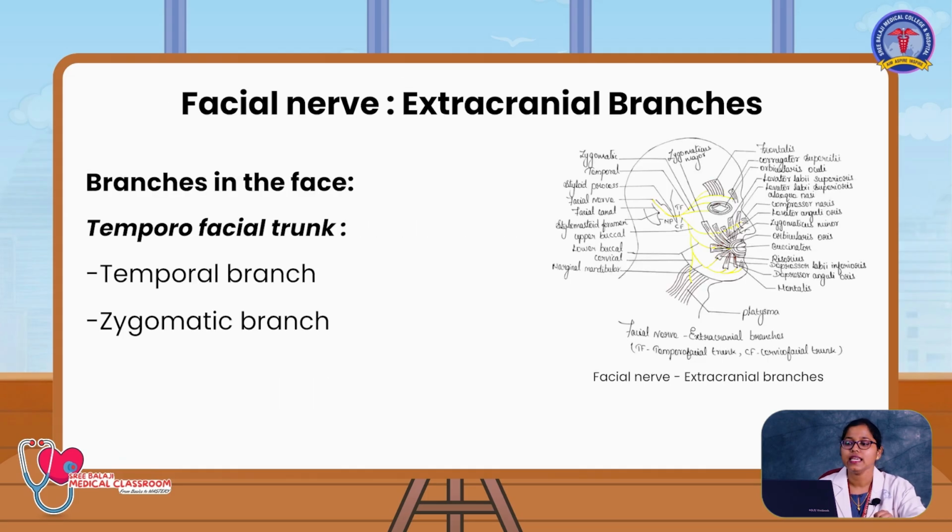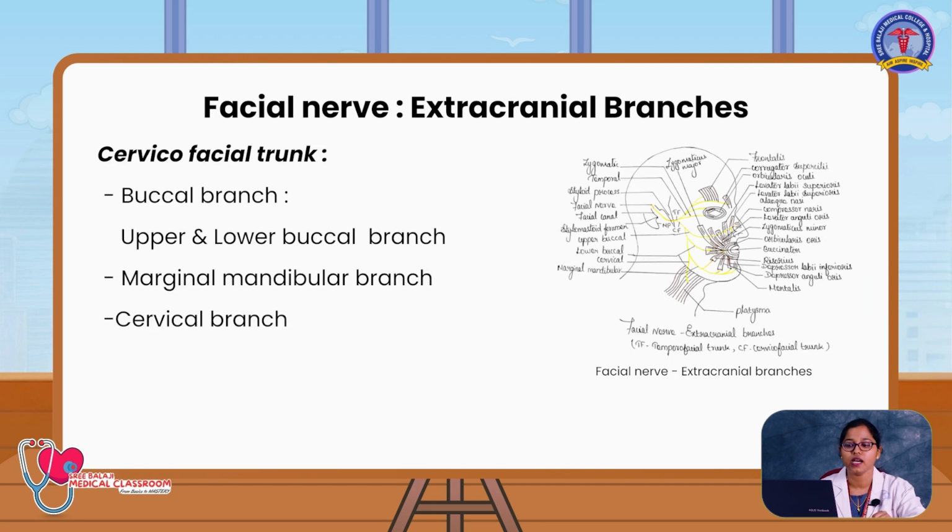The next topic is the extracranial branches of the facial nerve, or the terminal branches of the facial nerve. These terminal branches innervate the muscles of facial expression through the temporofacial trunk and the cervicofacial trunk. The temporofacial trunk gives off a temporal branch and the zygomatic branch. The cervicofacial trunk gives off an upper buccal, lower buccal branch, marginal mandibular branch and the cervical branch of the facial nerve.